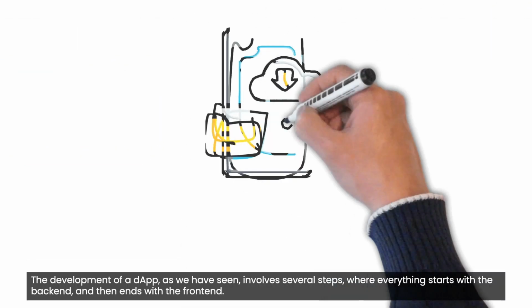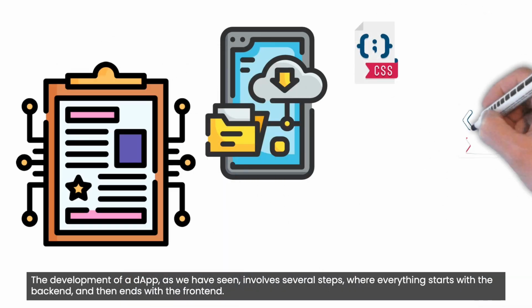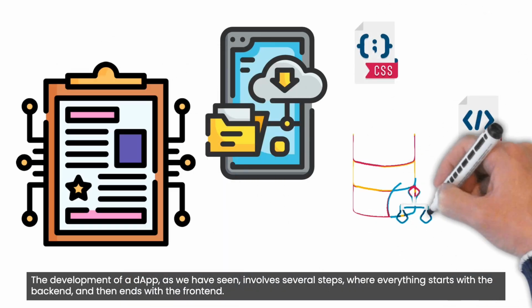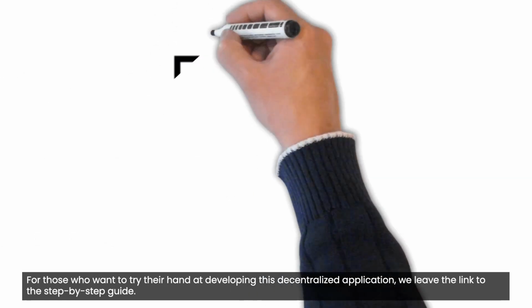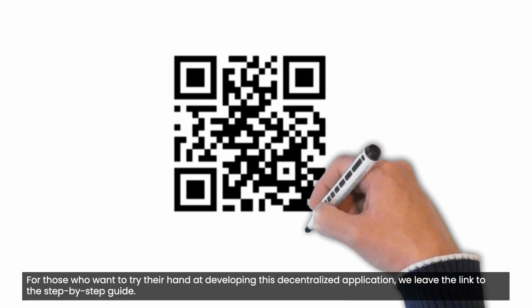Conclusions. The development of a dApp, as we have seen, involves several steps where everything starts with the backend and then ends with the front end. For those who want to try their hand at developing this decentralized application, we leave the link to the step-by-step guide.